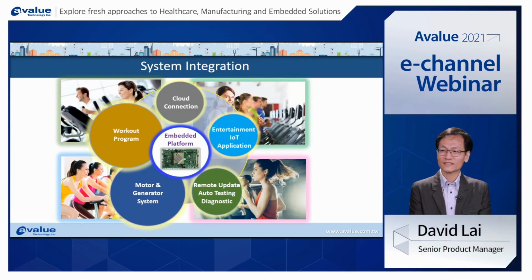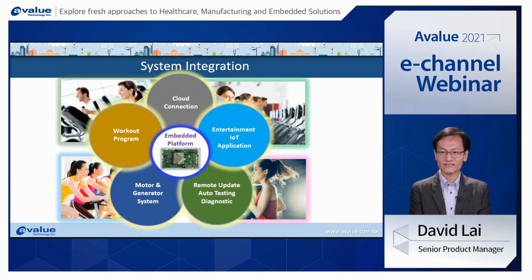We have five groups of system design service for customers, as this slide shows. Group 1, user workout program system, such as hill, interval, goal for time, speed, and calories, heart rate control according to the user's heart rate, and the fitness program for different machine use. Group 2, DC, AC, or BLDC motor, and ECB or generator resistance control system. Group 3, software upgrade and system auto-diagnostic check system.